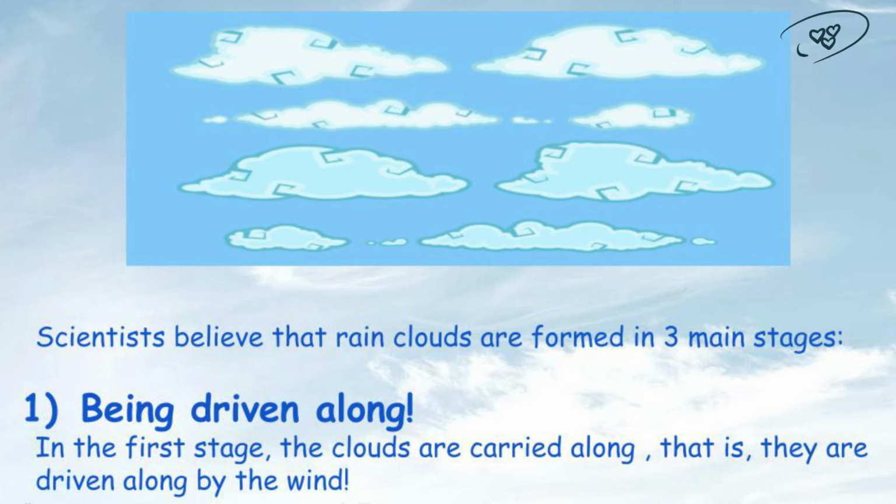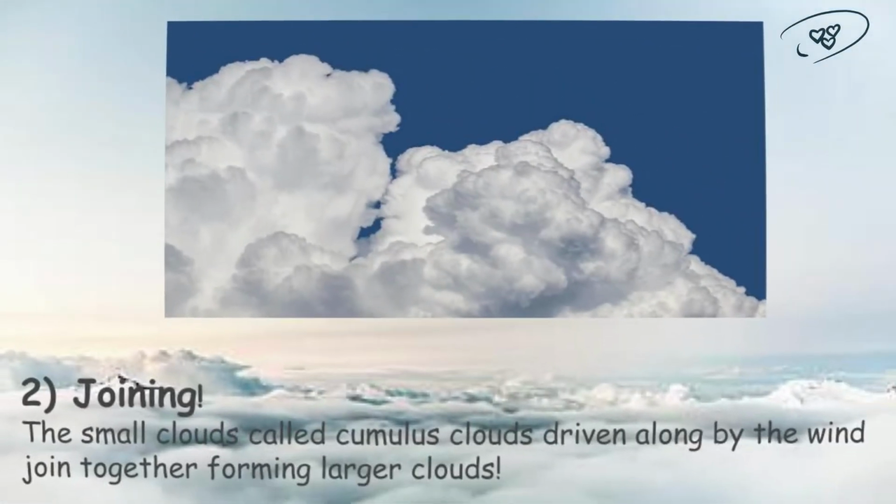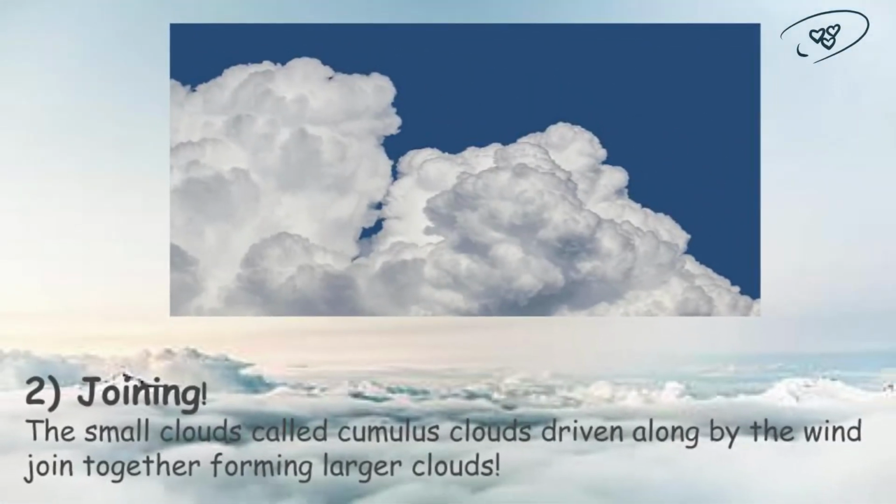And you might have noticed that sometimes, it's windy and then you see the clouds moving together and then, they gather and then they become dark clouds. So the first step is that, the wind carries the clouds together. So the second step is joining.